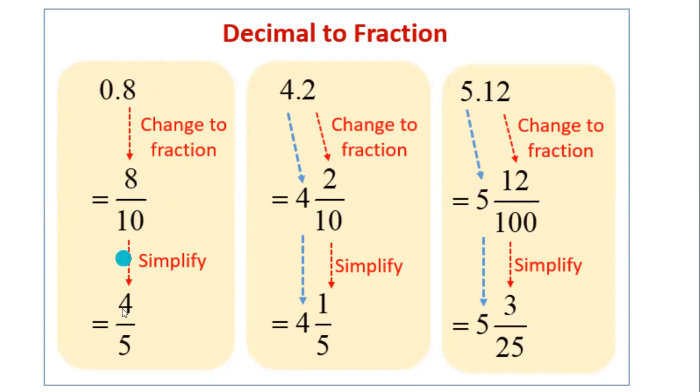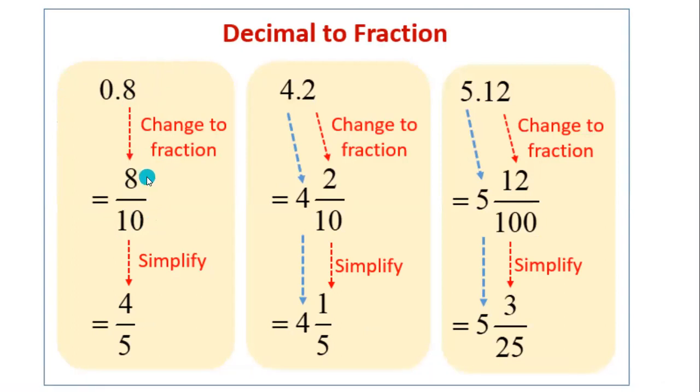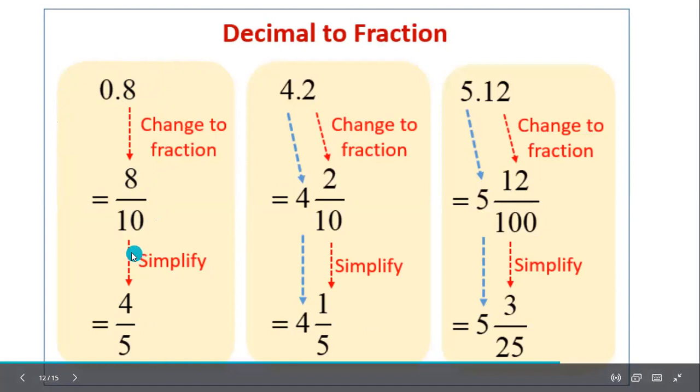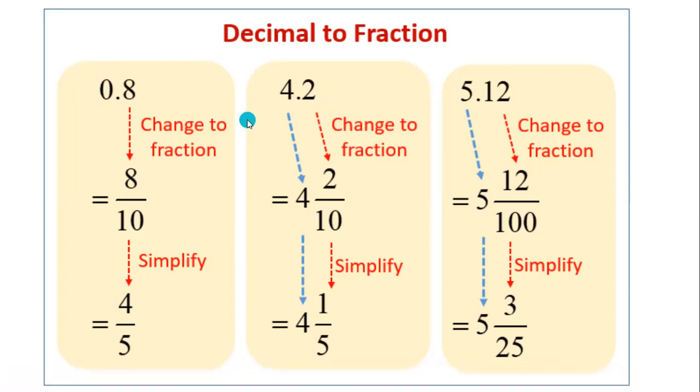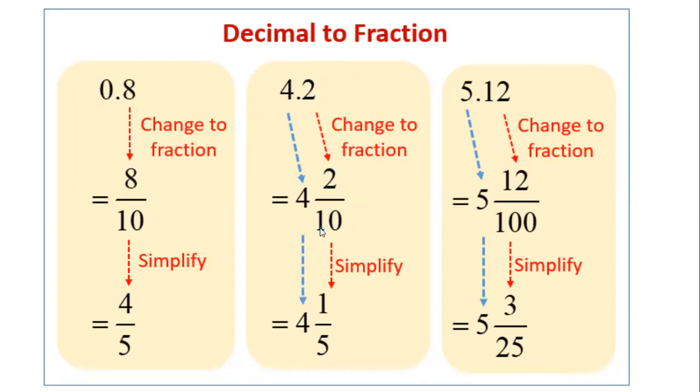So simplify this. Reduce this by dividing by the common factor. 8 divided by 2 is 4. And here 10 divided by 2 is 5. So it is 4 by 5. Now 4.2. 4 is a whole number, right, so it stays as it is. And this 0.2 can be represented as 2 in the 10th place, right? So it is 2 by 10. Now 4 stays as it is, and reduce this fraction. That is 2 by 10, so it is 1 by 5.